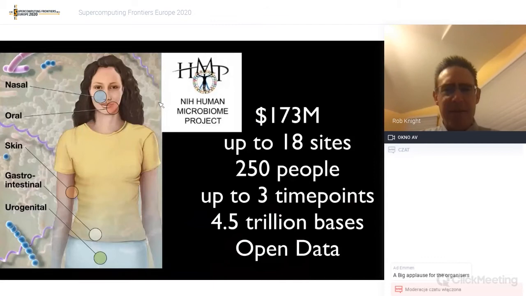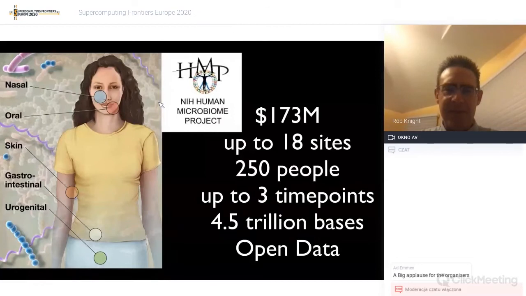So in the Human Microbiome Project, which my lab was involved in several capacities, this was the first large-scale effort to characterize microbes across the human body. And the main phase of the project ran from 2007 to 2012. And this was a large-scale National Institutes of Health effort involving about 400 researchers around the country. So the total cost of the project was about $173 million.